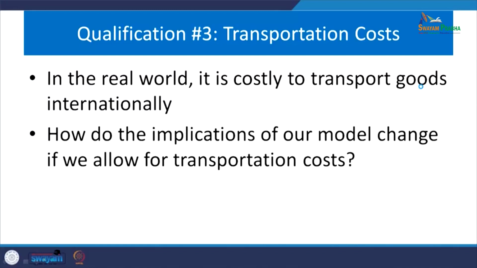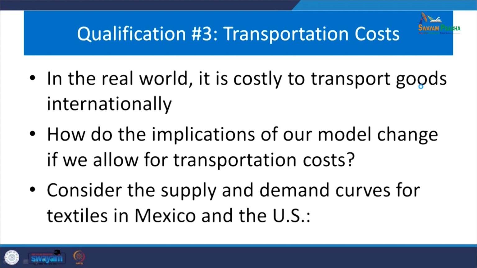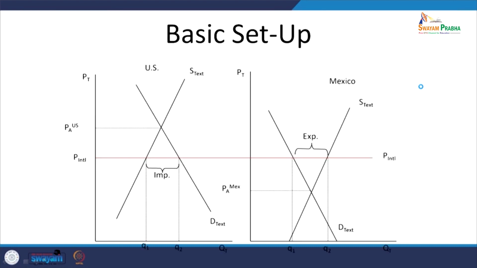So, in the real world we have neglected the cost of transport in the international trade framework. So, how do we actually incorporate it? If you are including transport cost, then how the model gets changed should be emphasized. Let us take the case of supply and demand aspects of Mexico and US, especially in the textile sector.